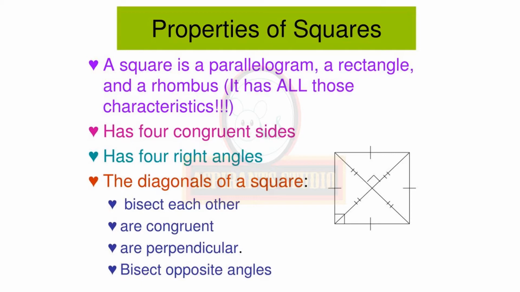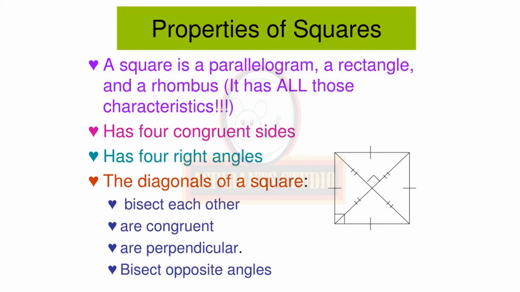Properties of squares. A square is a parallelogram, a rectangle and a rhombus. It has all those characteristics. Has four congruent sides, has four right angles. The diagonals of a square bisect each other. The diagonals of a square are congruent. The diagonals of a square are perpendicular. The diagonals of a square bisect opposite angles.